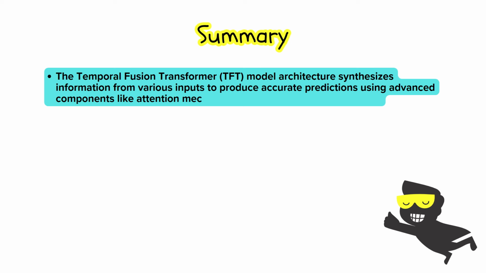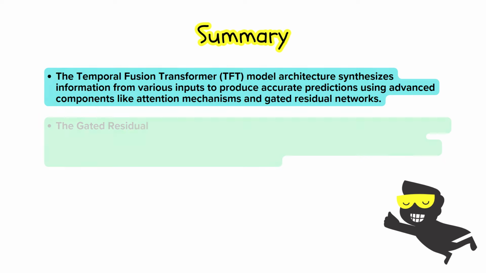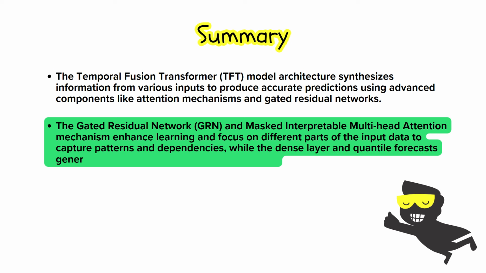The TFT architecture synthesizes information from past inputs, known future inputs, and static covariates to produce accurate predictions using advanced components like attention mechanisms and gated residual networks. The process begins with variable selection, followed by the LSTM encoder to capture past data, and the LSTM decoder generating future predictions. The add-a-norm gate ensures stability and efficiency by combining outputs and normalizing them. The gated residual network enhances the learning capability by managing the information flow.